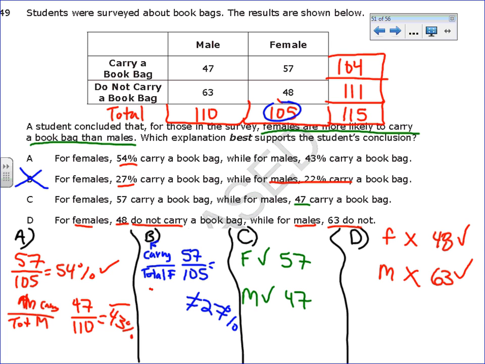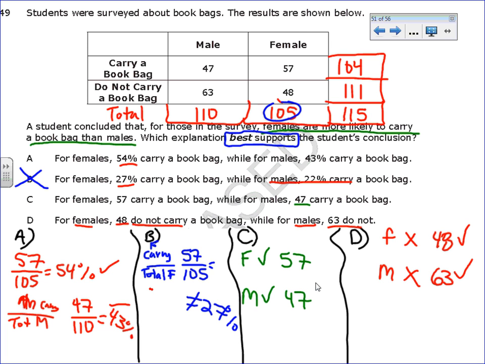The question says, which one best supports that females are more likely to carry a book bag than males? These two are basically saying the same thing. This is just giving me a total number of people that carried it and didn't carry it for girls and boys. Total number of carried it. This is not really persuasive, okay?